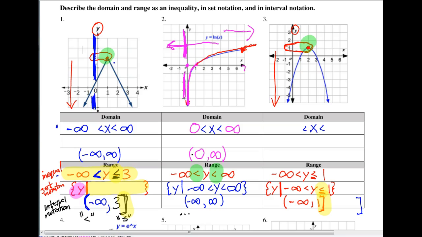What about the last one, number 3? Does it ever stop going left or right? No, it keeps on going left forever. I mean, it's going down, but it's also slightly going to the left as well. It's going down more than left, but it keeps on going left or right. So this is another all real numbers, which is negative infinity to positive infinity.